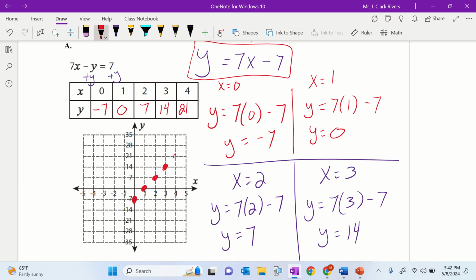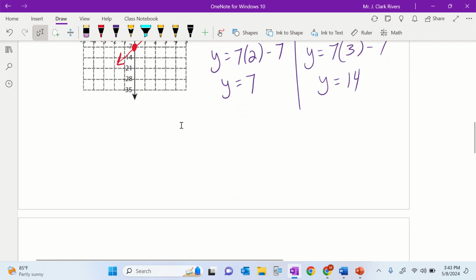This is a linear relationship, and linear relationships, number one, they form a line when you connect the dots. Make sure you put arrows on the end, but they have a constant rate of change. So for every unit of increase we have in x, the y is going to increase by 7. And same thing for decreases. If we decrease by 1 with the x value, the y value is going to decrease by 7 as well.